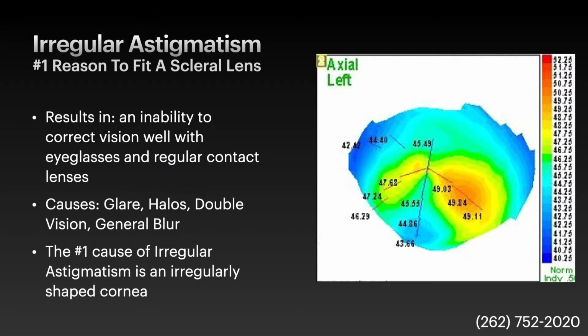Irregular astigmatism is the most common cause to fit a scleral lens. There are some other reasons to do so, such as severe dry eye or autoimmune disease in the cornea. But typically I'm fitting a scleral lens for patients with irregular astigmatism.